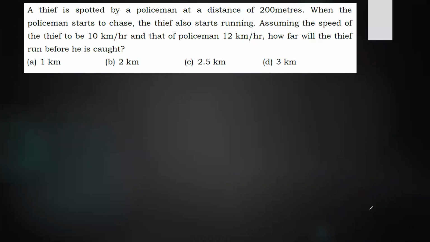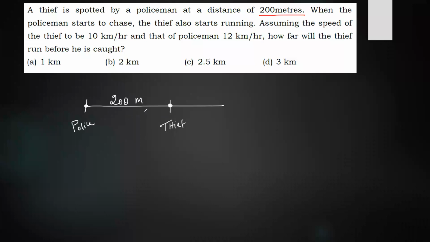So here a thief is spotted by a policeman at a distance of 200 meters. Listen carefully. So suppose the thief is here, and the police spotted the thief from here. Police here, right? Yes, Anji, good. So what is the distance between them initially? The thief is spotted by a policeman at a distance of 200 meters, right?